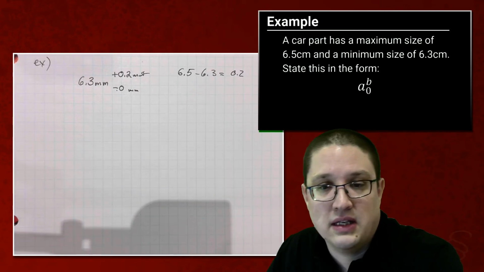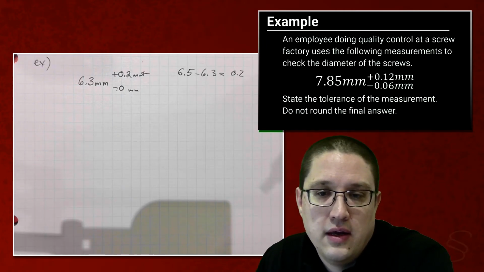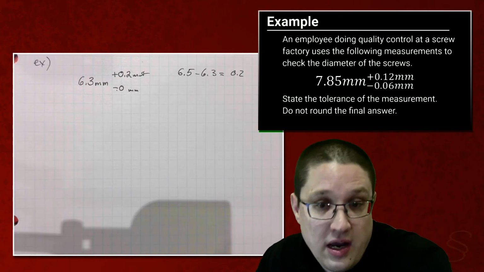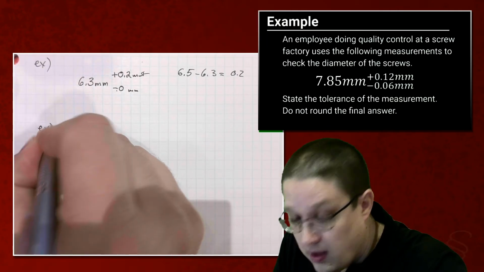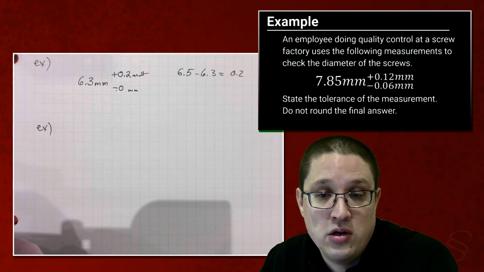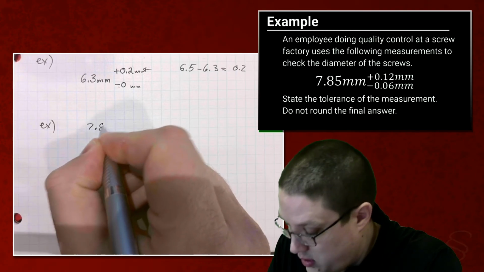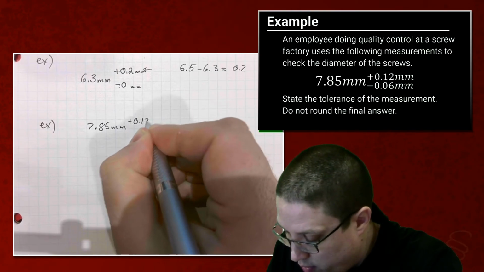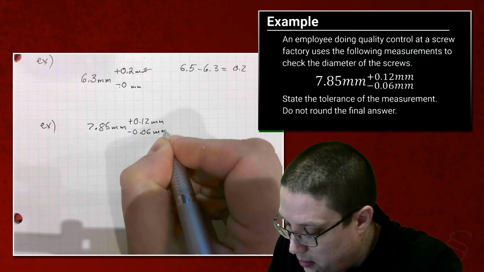Let's look at another example that's a little different. So we have an employee doing quality control at a screw factory who uses the following measurements to check the diameter of the screws. Their design, or their nominal value, is 7.85 millimeters. And the measurement can be 0.12 millimeters larger or 0.06 millimeters smaller. So if I write this out, 7.85 millimeters plus 0.12 millimeters minus 0.06 millimeters.